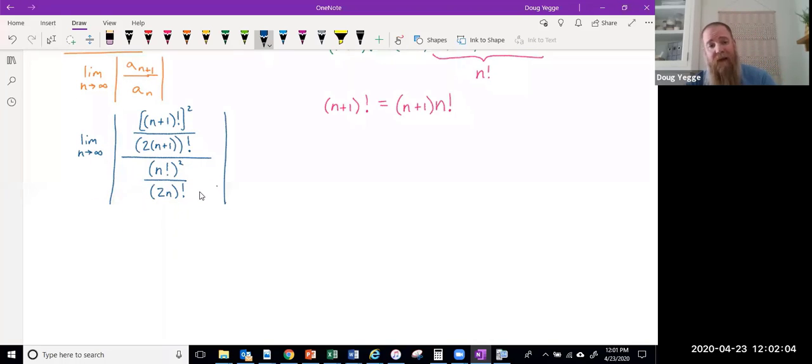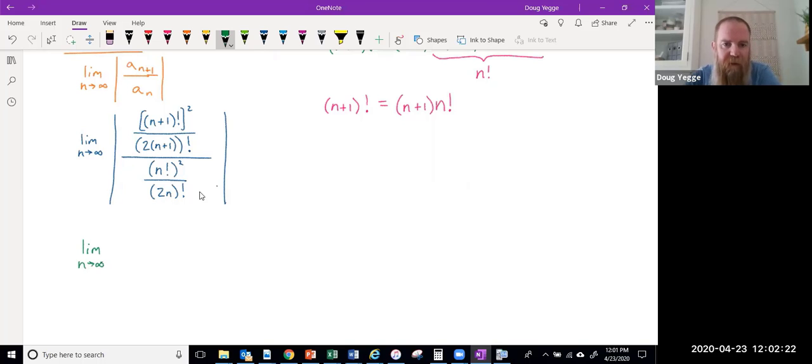Now, I'm not by any means going to just start writing out what n factorial is all the way down to 1, and I'm not going to write n plus 1 factorial all the way down to 1. The point of this is most of these terms are going to start canceling. So let's just think about how to apply this. So this becomes the limit as n approaches infinity.